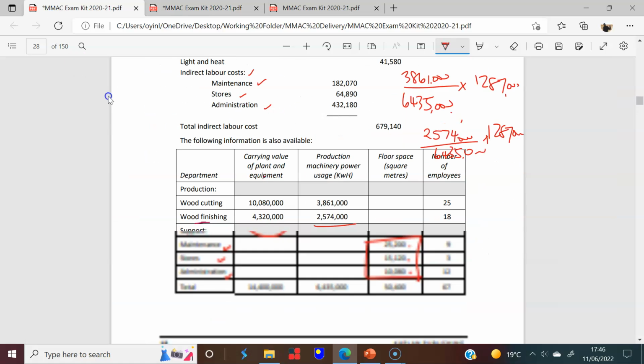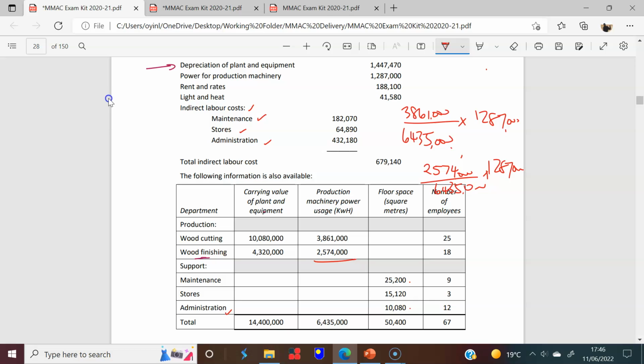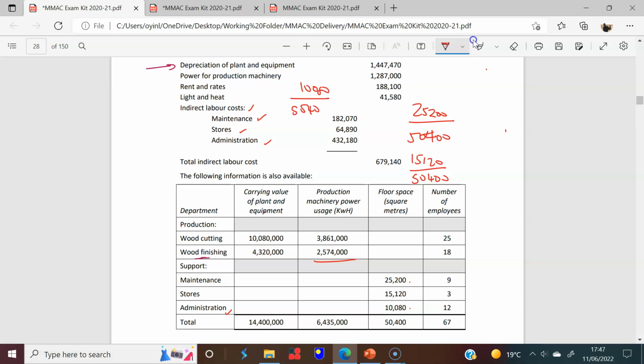Then what I then do is I split this via the area. So I've got this rent and rates, the 188,100. So let me just clean up, give myself some space again. What I have here is a total cost of 188,100. I can't believe I didn't see the totals here. So in effect, I'm just going to do 25,200 over 50,400, and then of course the next one is 15,120 over 50,400, and the last one would be 10,080 over 50,400, all multiplied by the rent itself. However you do your maths, find the proportion of that rent that belongs to each.